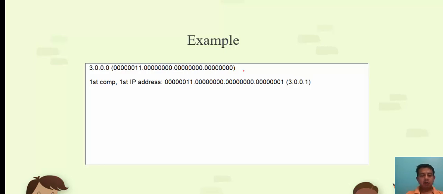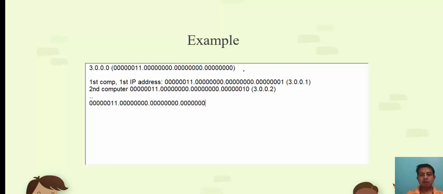So if I go along like this, then the second computer, what would be the IP address? The address would be 10 in binary. So in decimal this is 3.0.0.2. Okay, if I go on like this, after some time I will have an address like this. Clear? So the IP address would be 3.0.0.255. Now this octet is full. Now I will go to the next octet.